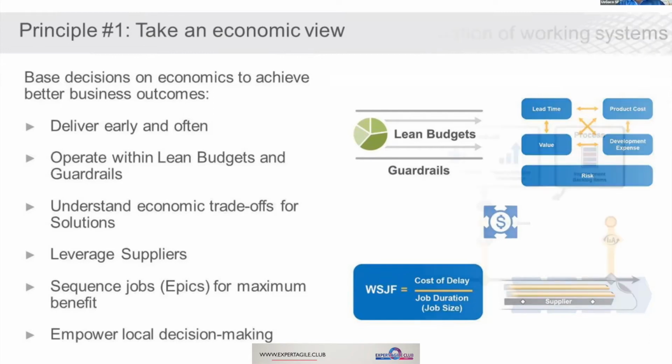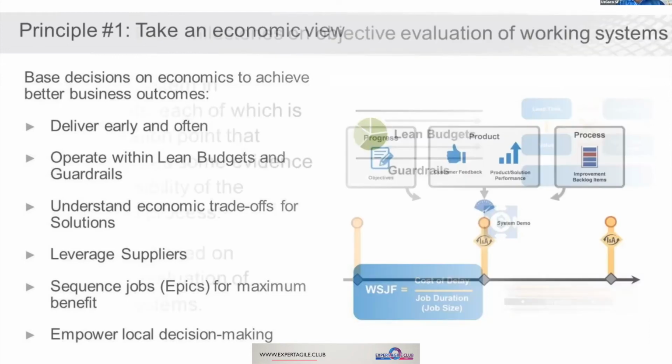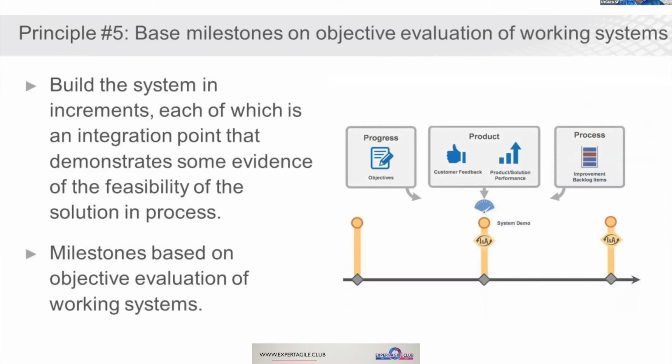So then principle number 5, base milestones on objective working systems. So that means I don't want to see a PowerPoint. I don't want to see code that doesn't work. Show me. And so it has to work, and it has to work in an integrated environment. And so just showing little pieces of something working is no longer acceptable. We need to see how it works in the bigger system.